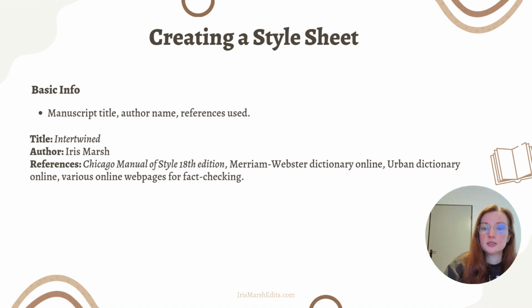So what is on a style sheet? We're going to dive a little bit into the different elements of the style sheet, and I'll show you some examples. And please note, each editor has their own preferences for how they organize things, so please don't feel like this is the only way you can do it. You can organize your information in whatever way works for you. And this is the easiest part of the style sheet. It's the basic info. So you start with the manuscript title, the author name, and the references you use.